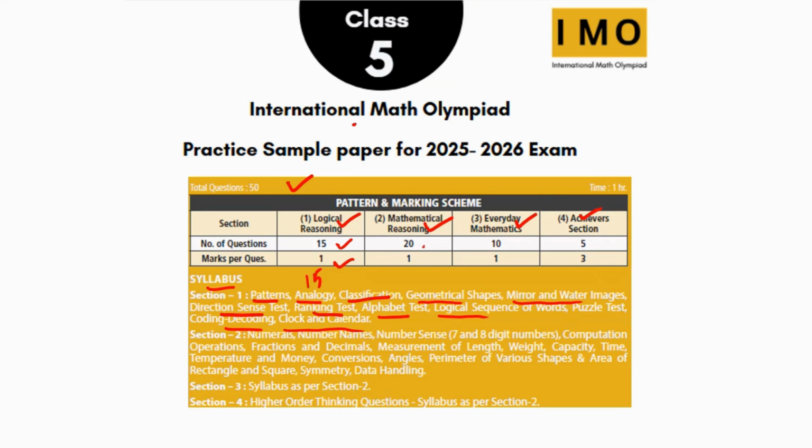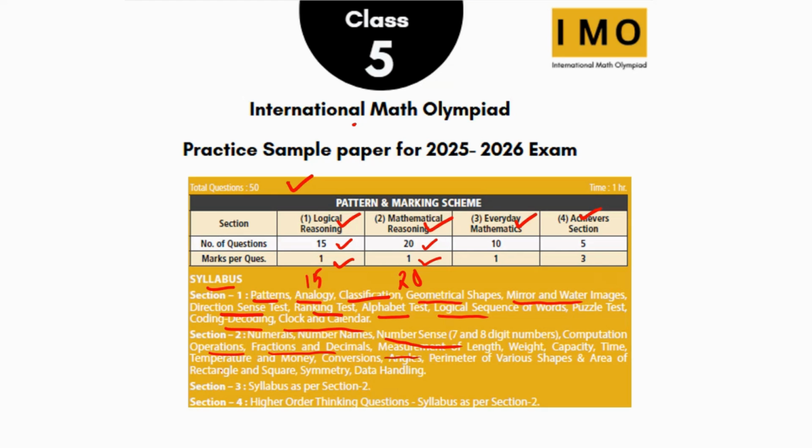Mathematical reasoning, the next section, is again 20 questions of 1 mark each, making the section completely of 20 marks. Over here, we have number names, numerals, the basic number sense topic that we know. We have computational, fractions and decimals, measurements of various measuring sectors like length, weight, capacity, time, and all of it.